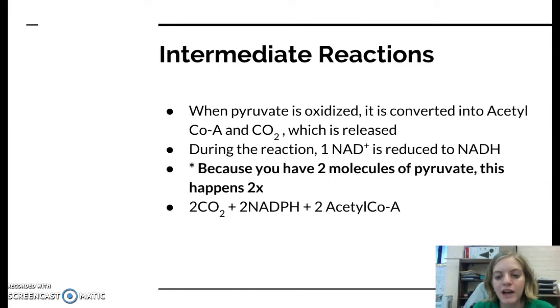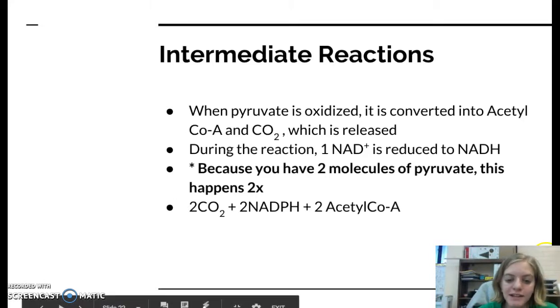When the pyruvate is oxidized, it is converted into acetyl-CoA and carbon dioxide, which is released. And during the reaction, one NAD+ is reduced to NADH. Now, one important thing to note is, if you remember, in glycolysis, we end up with 2 pyruvates. This intermediate reaction happens 2 times. So you end up getting 2 of everything: 2 carbon dioxide, 2 NADH, and 2 acetyl-CoA.